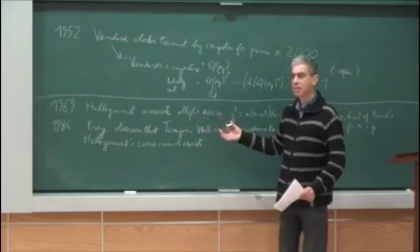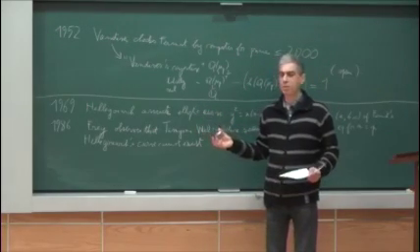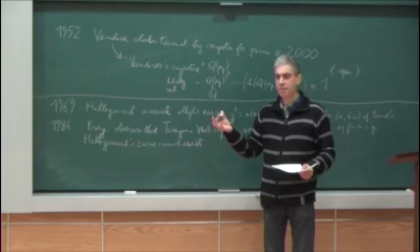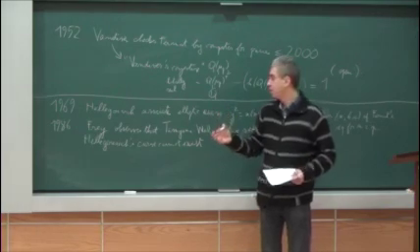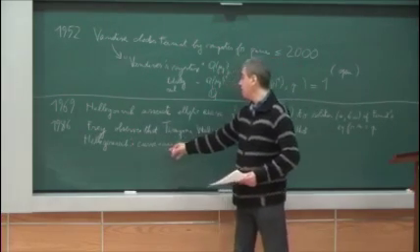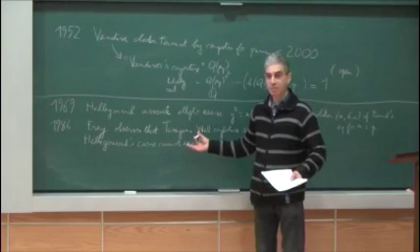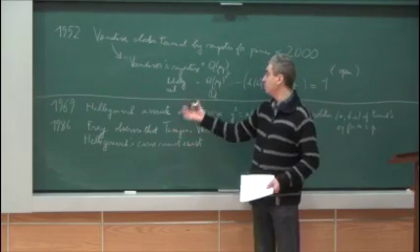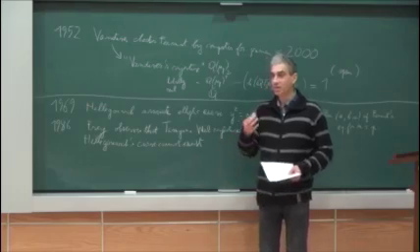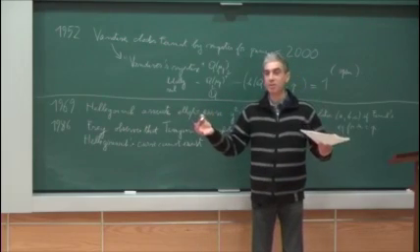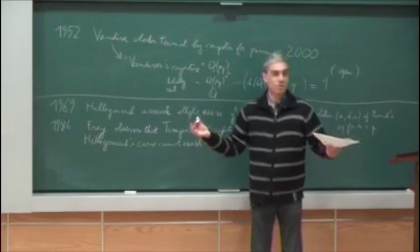He has an argument, but there's a gap in the argument. Of course, if this works, then Fermat is proven. Because we start from a solution, we produce an elliptic curve, and then another conjecture says that this curve cannot exist, so there's no solution.